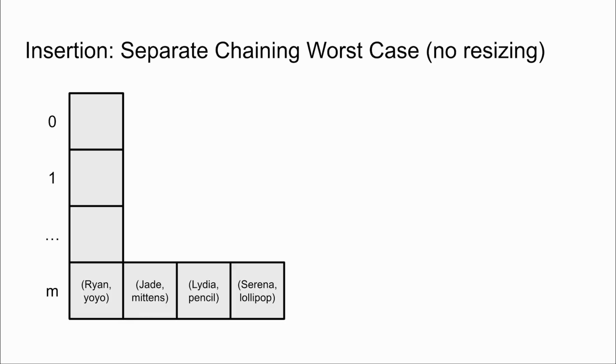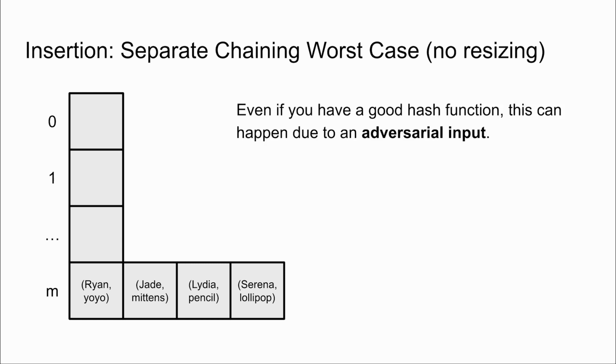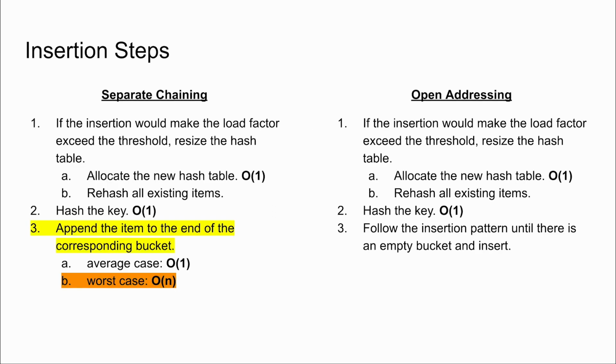Now, let's look at the worst case insertion without resizing. The worst case would look something like this, where everything hashes to one bucket. Note that even if you have a good hash function, this can happen due to an adversarial input. This could happen when someone knows your hash function and deliberately crafts a sequence of inputs such that they all collide. In this case, it would take O of n to iterate over the bucket and O of 1 to insert, resulting in an overall cost of O of n. Then, the worst case insertion without resizing is O of n.